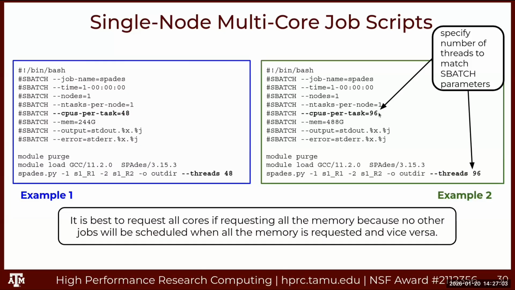And if you select all the cores and all the memory, then check the documentation for the software you're using, because some software by default will just use all the cores that are installed on the system, and you don't want that to happen. So if there's a threads option or a CPUs option, make sure you specify that and match it to the number of resources you requested.